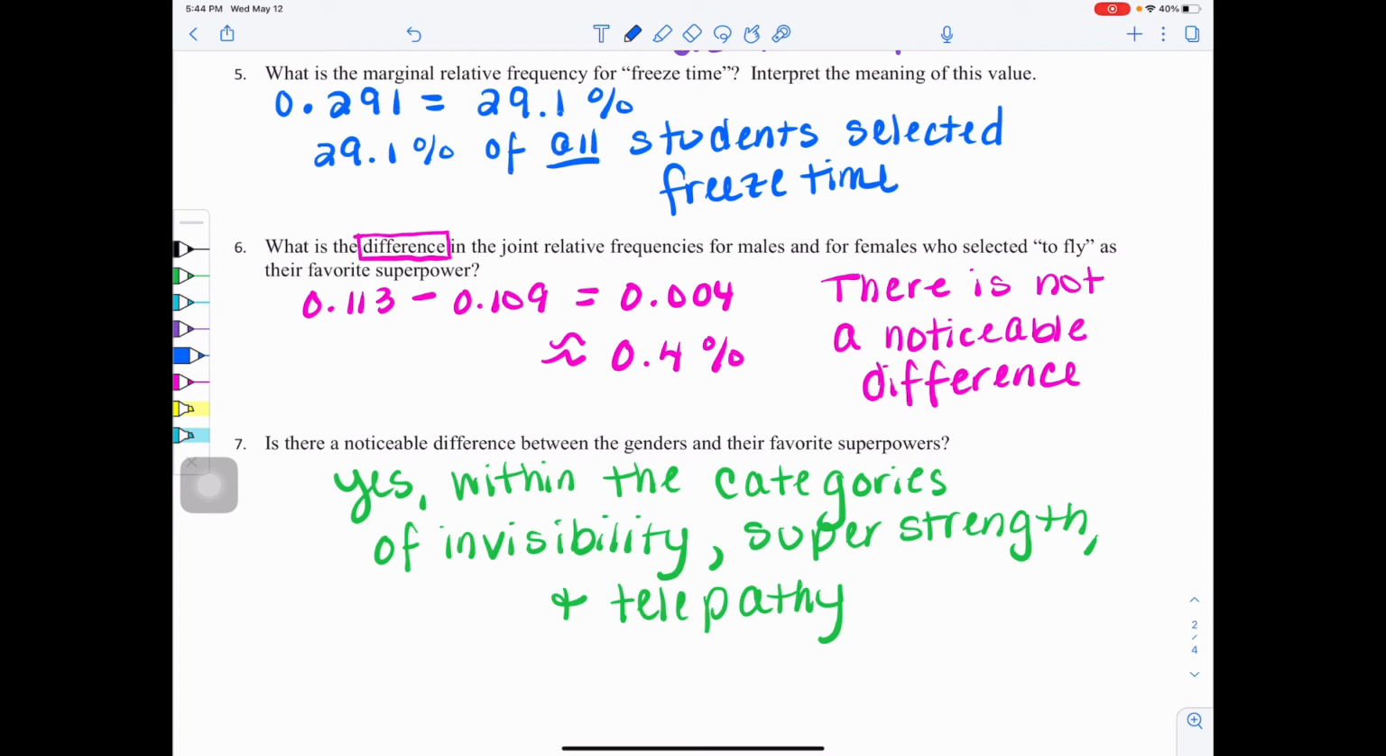And then number 7, is there a noticeable difference between the genders and their favorite superpowers? So what you should have done for this question is go back and test out some more numbers like you did in number 6. See if there's really a difference between the males and the females. So for some of them there was not, like in number 6, and for some of them there were. So I would say yes within only the categories of invisibility, super strength, and telepathy.